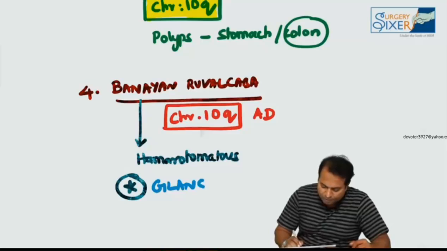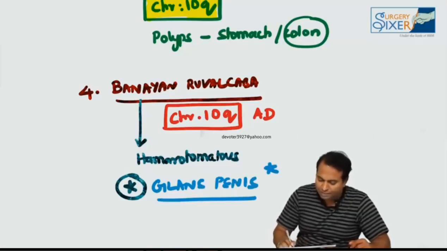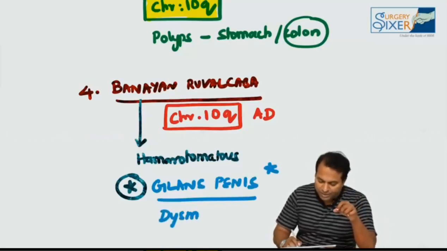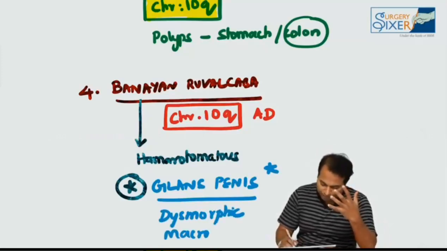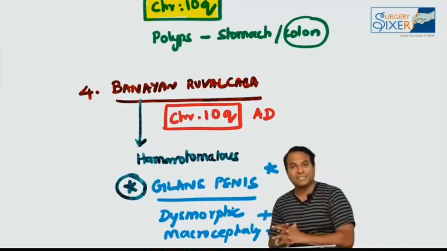Associated with this is an expected MCQ for super specialty. They have glans penis pigmentation. Like Peutz-Jeghers has pigmentation in the oral lip, this one has pigmentation in the glans penis, and dysmorphic features. His face will be dysmorphic and he will have macrocephaly. Dysmorphic features and macrocephaly are present in Bannayan-Ruvalcaba syndrome.